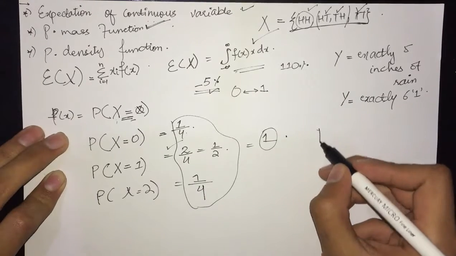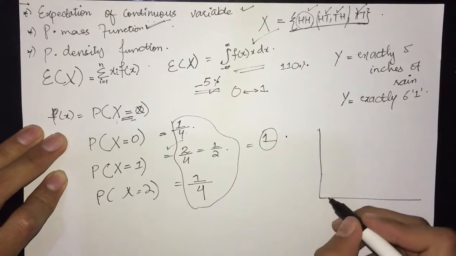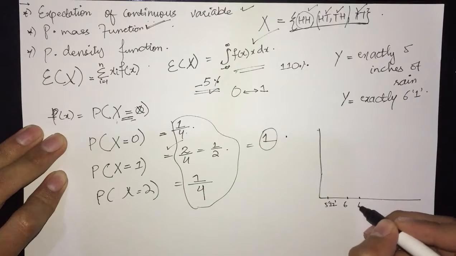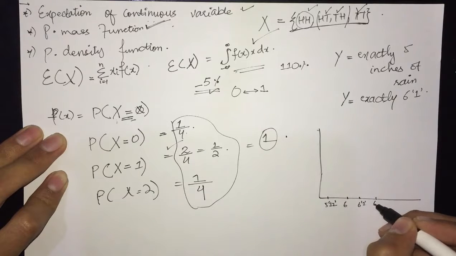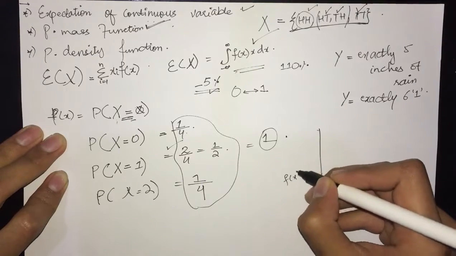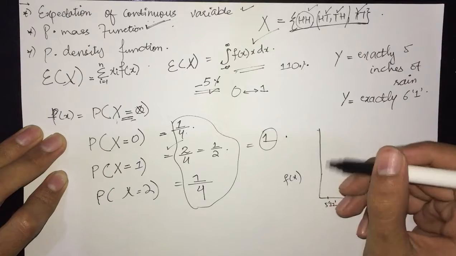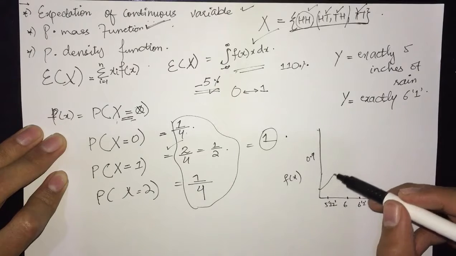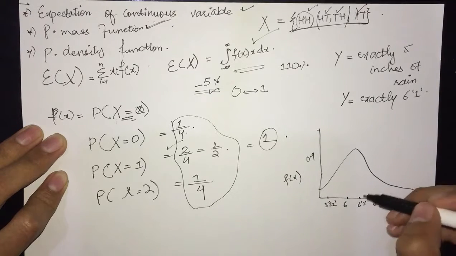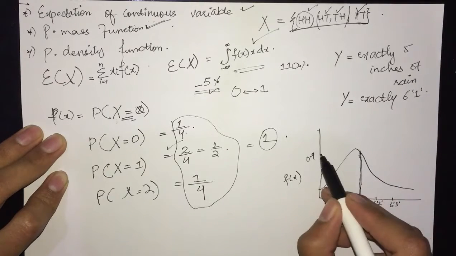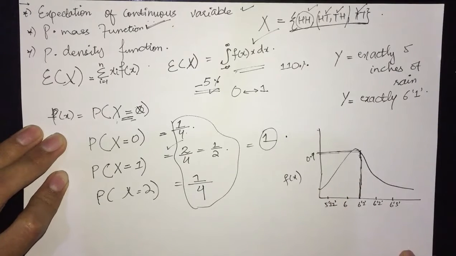So let me actually graph it. Here we have 5, 12. Here we have 6. Here we have 6, 1. Here we have 6, 2, 6, 3. And we can assume the probability, I don't know, like 0.9. So let's say this is the curve. So let me ask you, what is the probability that my height is exactly 6 feet and 1 inches?